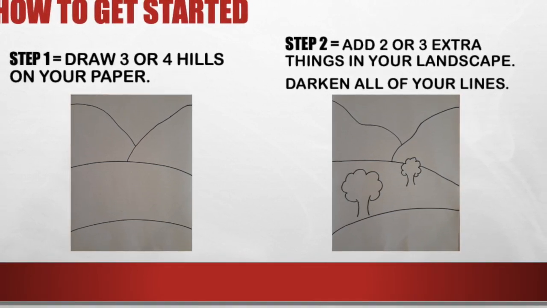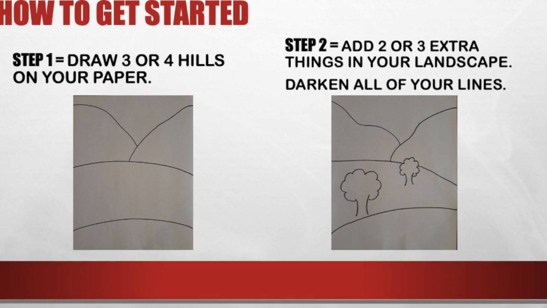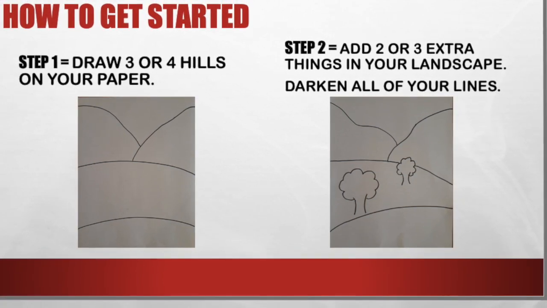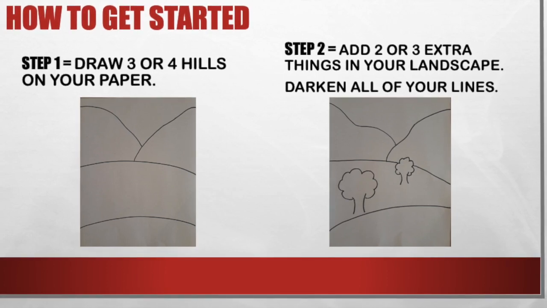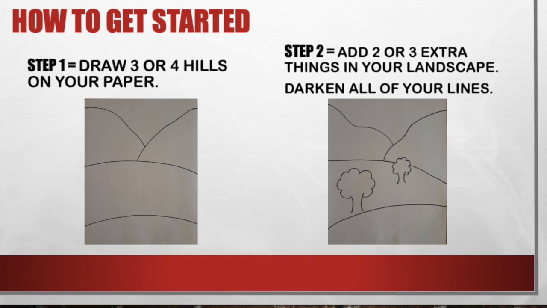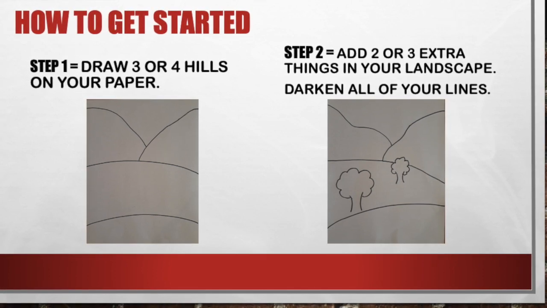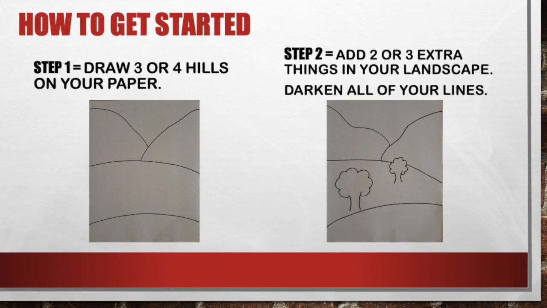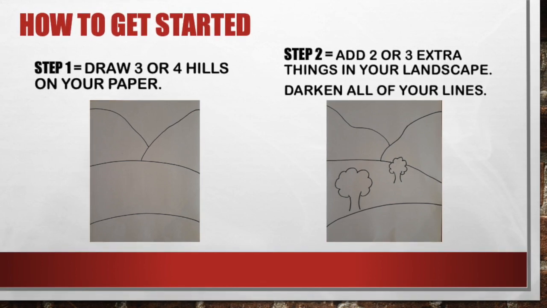Then you're going to add a couple of extra things in your landscape, maybe 2 or 3. Things like trees or houses or maybe a sun or clouds. You don't want to add too many things though. Once you're finished adding all your items, then you're going to darken all of your lines. Now you can press hard with your pencil or you can trace it with a marker.